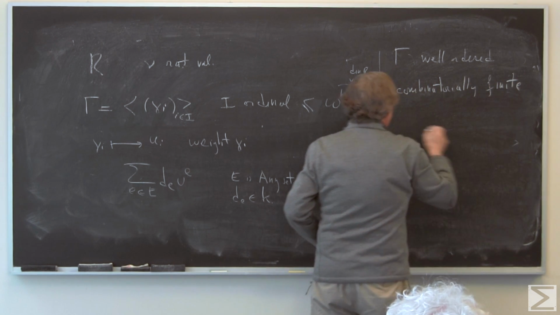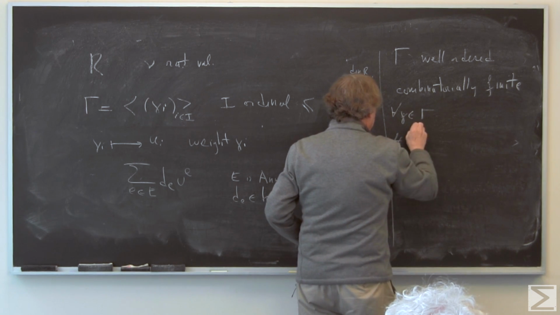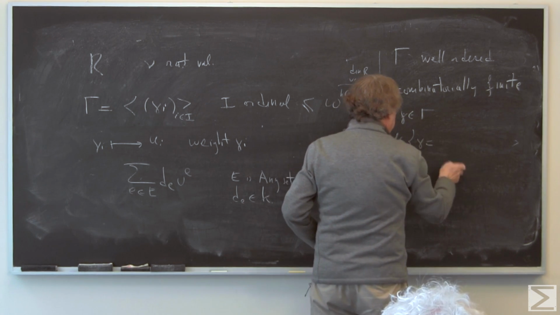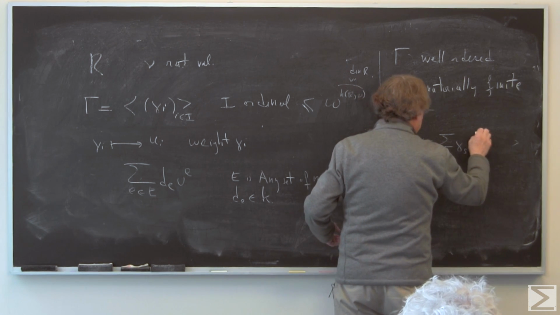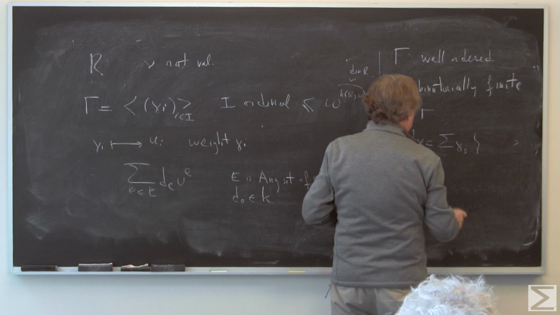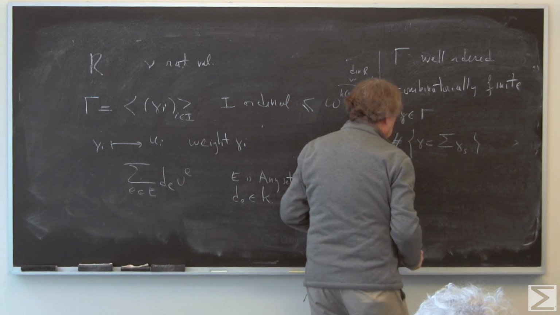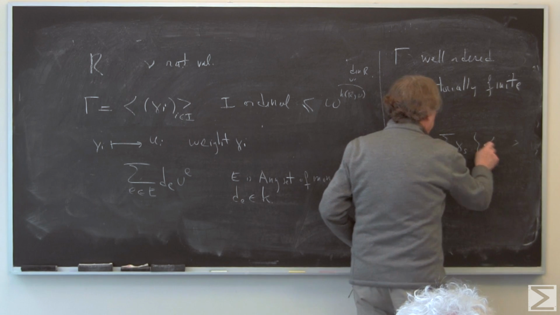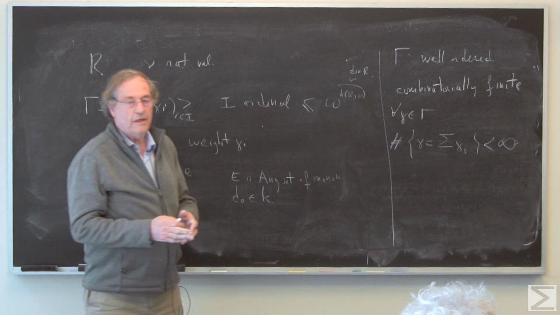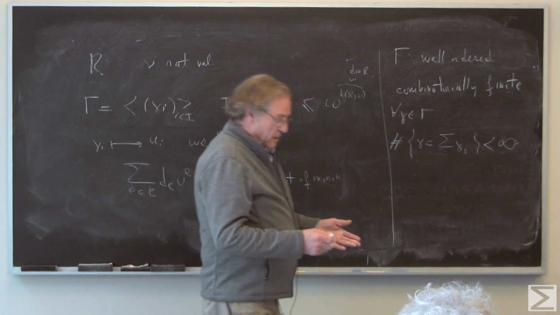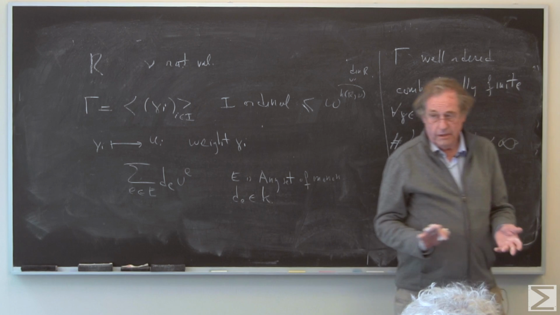It means that for any element of gamma, the number of ways of writing gamma as a sum of other elements, you can put coefficients or not, the number of ways of writing gamma as a sum, distinct ways, of course, as a sum of different elements is finite. In particular, it's something we are rather familiar with. If you want to write gamma equals gamma 1 plus gamma 2, there are only finitely many ways of doing that.